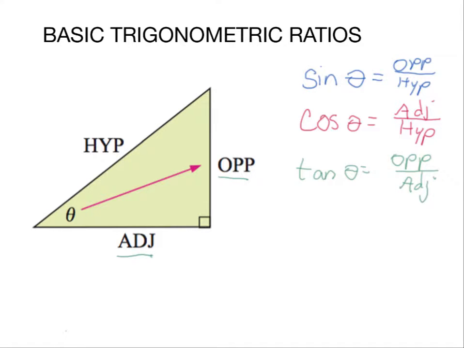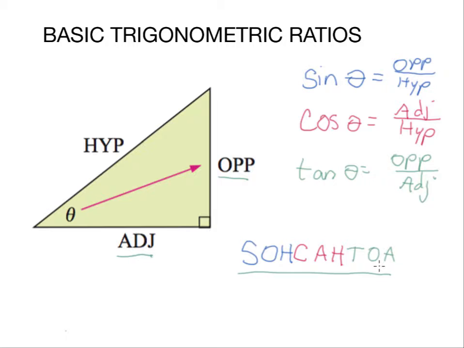You need to memorize these ratios. They will not be given to you. One way to help you memorize them is something called SOHCAHTOA. S-O-H stands for sine is equal to opposite over hypotenuse. C-A-H: cosine is equal to adjacent over hypotenuse. T-O-A: tangent is equal to opposite over adjacent. You can come up with your own way of memorizing these, but you do need to memorize these three ratios.